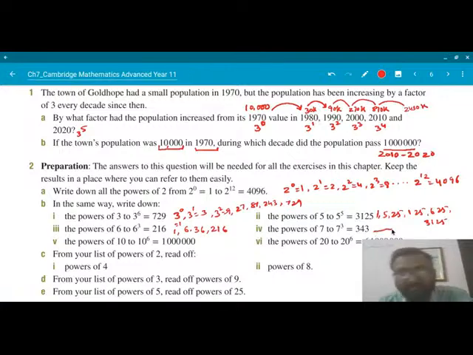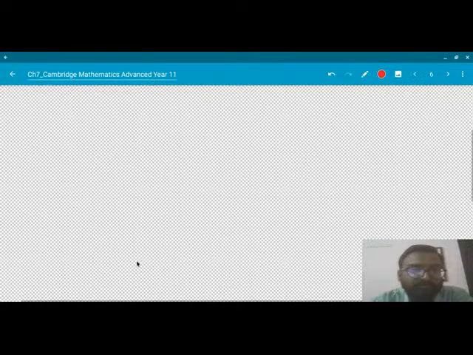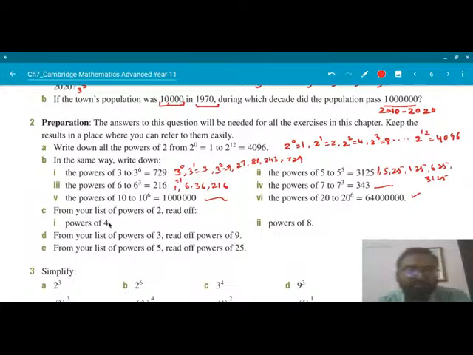Similarly for 7 and 10. Powers of 10 are easy, you just increase by a 0 each time. And for powers of 20 up to 20 power 6, you apply similar logic. From the list of powers of 2, read off powers of 4. What is the power of 4? It is 16. So powers of 8, you have to get them. You can do it. Okay, what is 3 to the power of 9?